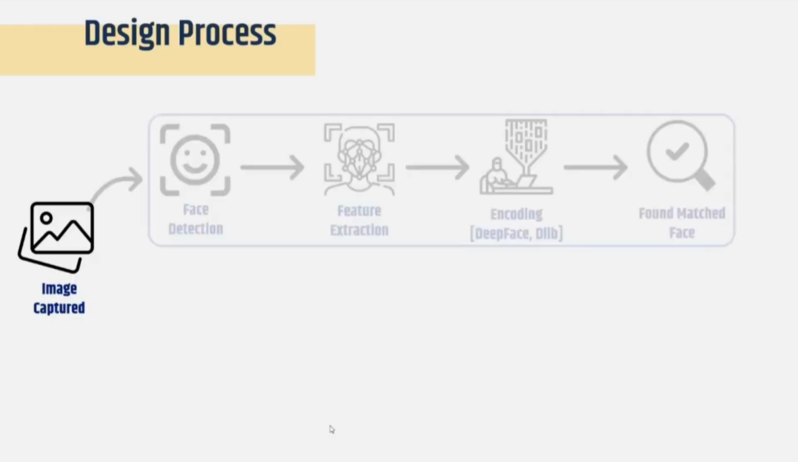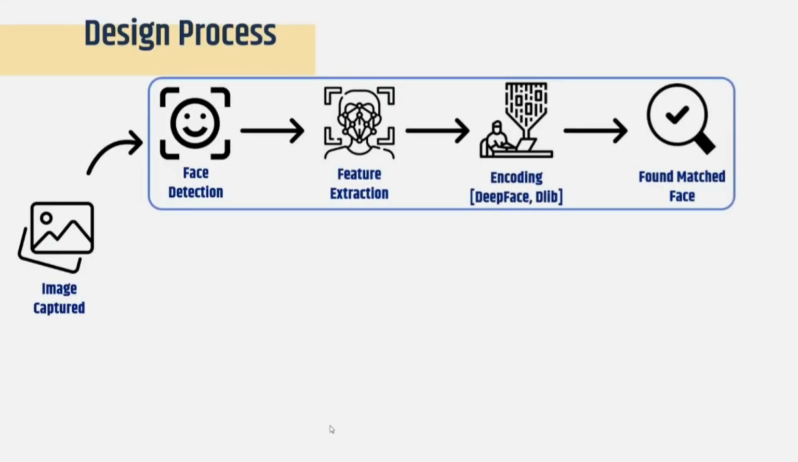For face recognition, each face that is detected in the image captured from the camera will be saved. The features of each face will be extracted by converting it to a numerical value, which we call encoding, using a pre-trained deep learning model, which is DeepFace in this case. Whenever a face is detected, the face encoding will be compared. With these features, we can easily find the matched faces that we want to find.